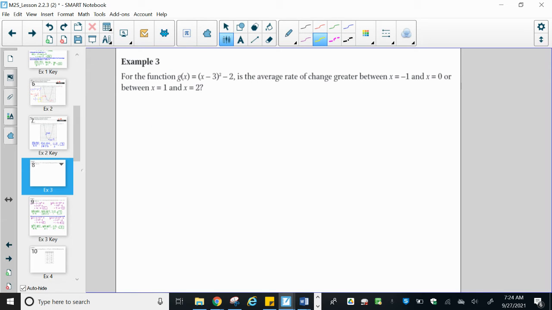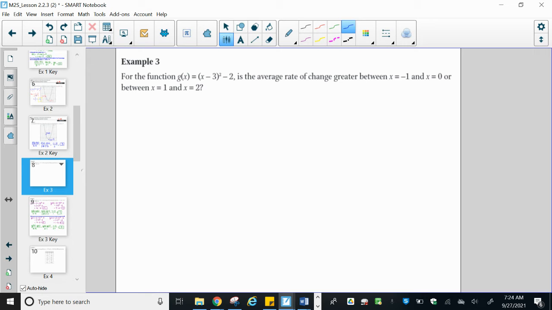So that'll be our rate of change. Look at example 3. It says for the function g of x equals this, is the rate of change greater between -1 and 0 or 1 and 2? Whoa, this is going to be a lot of work. Okay, because we're going to have to find all these different points, and we have to calculate 2 different rates of change.